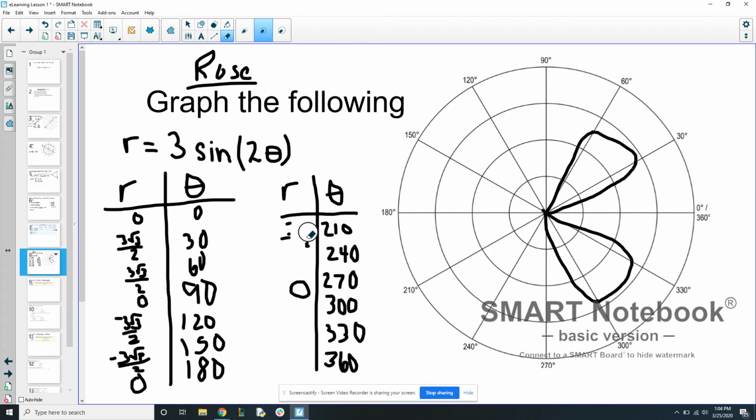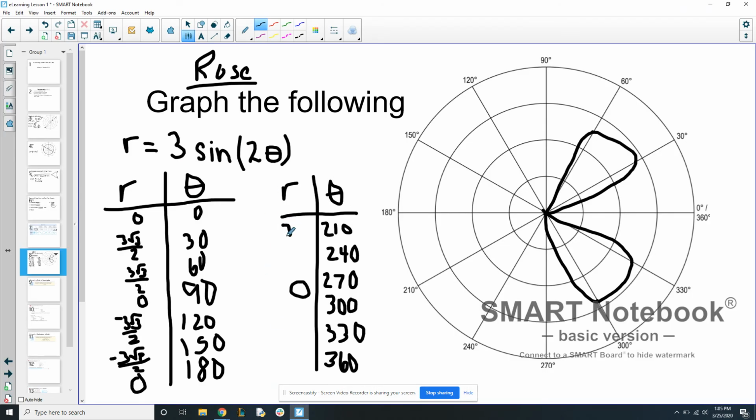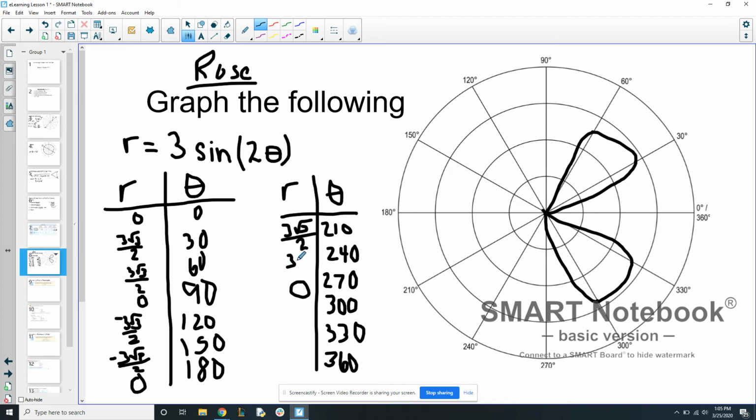All right, so 210 times 2 is, again, like I said, 420. Subtract 360, that gives us 60 degrees. 60 degrees is square root 3 over 2. So we were okay there. So that is 3 square root 3 divided by 2. Okay, I think it's 240 where we screwed up. 240 times 2 is 480. 480 minus 360 is 120. We look at the unit circle again. 120 is square root 3 over 2. So there's our problem. Times 3 gives us 3 square root 3 over 2.